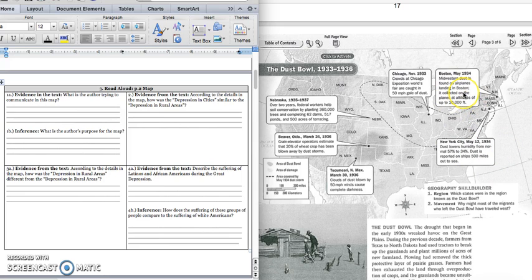Go up here, Boston. That's another city, put a C. And then Chicago, that's another city, put a C. So we want to know how these details are similar in the cities and in the rural areas. So we're picking out what is the same about them. How were they both affected by the Dust Bowl? How were they similarly affected?